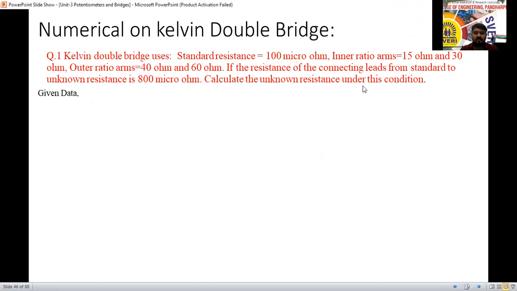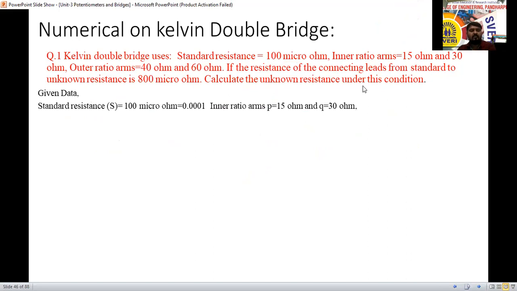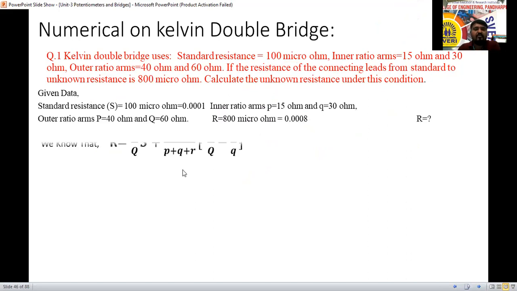So see here, I have typed the given data and we know the formula. The standard resistance S equals 100 micro ohms. That is called micro. 100 micro is nothing but 0.0001. You can write it like this. Okay, 0.001 we have written. The inner ratio arms are P equal to 15 ohm, Q equal to 30 ohm, and the outer arm ratios are P equal to 40 ohm, Q equal to 60 ohm, and R equal to 800 micro ohm, that is 0.0008.